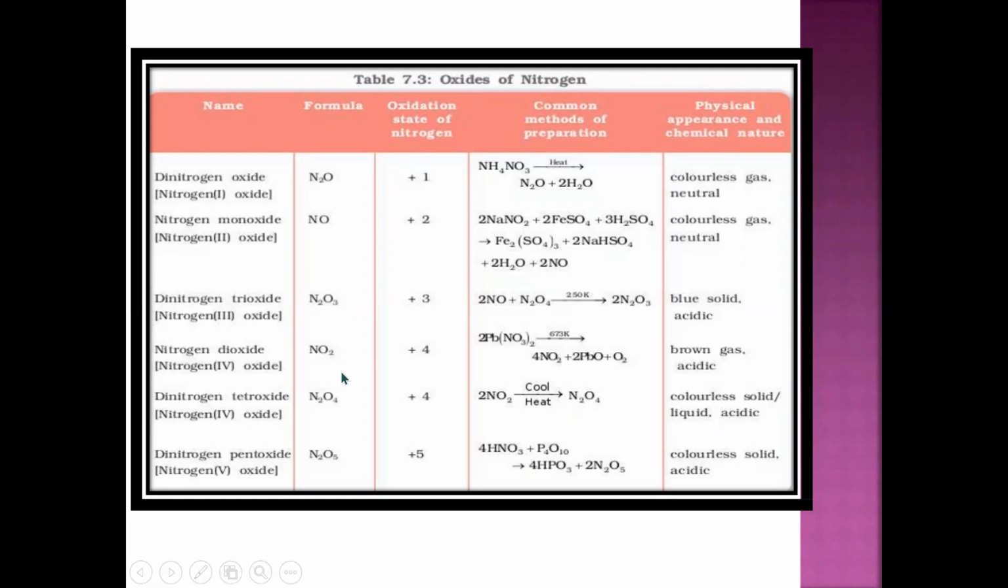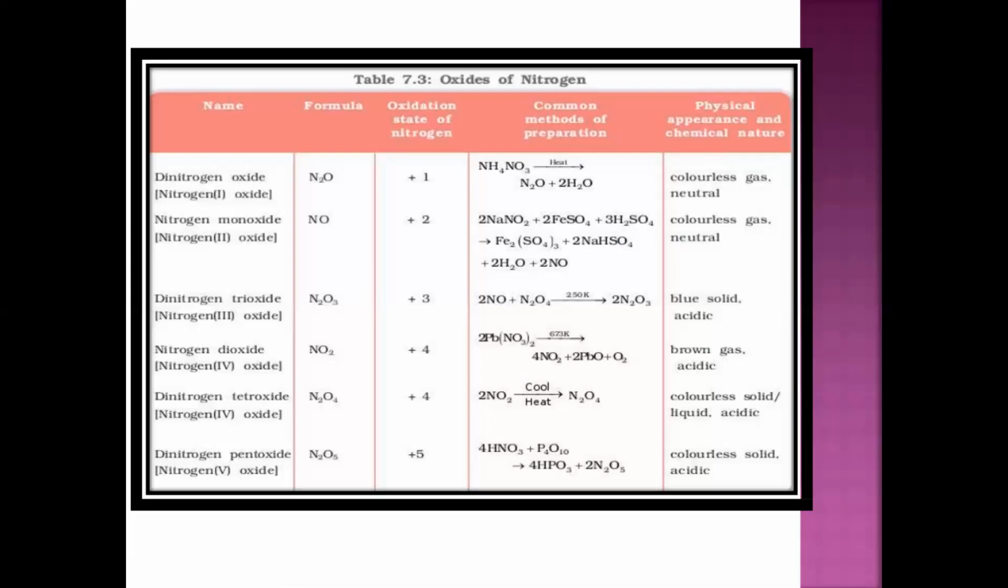Nitrogen dioxide, NO2, +4 oxidation state, brown gas, acidic nature. Next is N2O4, colorless solid or liquid and acidic. N2O5, colorless solid and acidic in nature. They can ask you the exception or the difference from the others. As you can see, N2O and nitrogen monoxide are colorless and neutral. Others are colorless, solid or liquid, and acidic. But we have two exceptions or differences here. First is the blue color solid and second is the brown color gas. They can ask you questions out of these two.